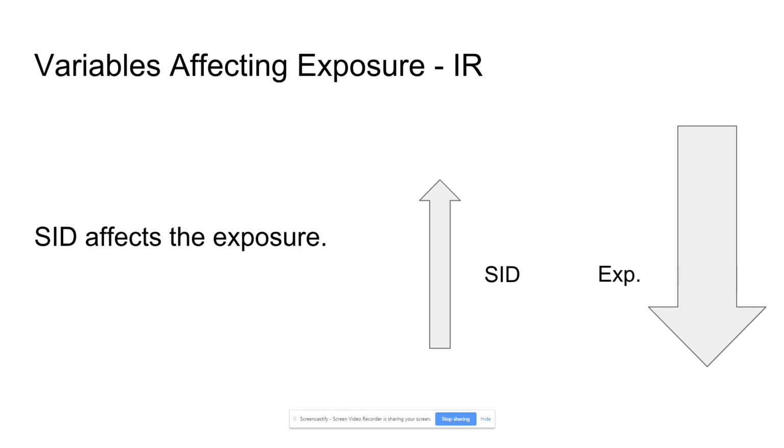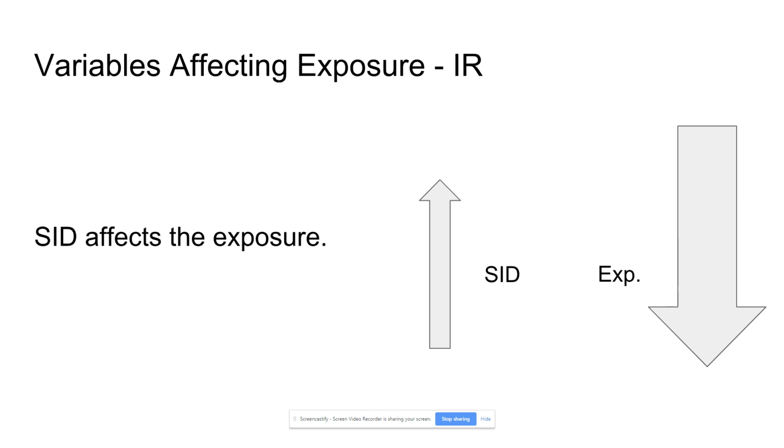So how does SID affect the exposure? Again, you can see it does so in a big way. And based on the quiz we just had, it's based on the inverse square law, right? So when you double the SID, your radiation doesn't just halve, it goes down to 1/4 of the amount you started with, right? So that's why I have the big fat arrow.